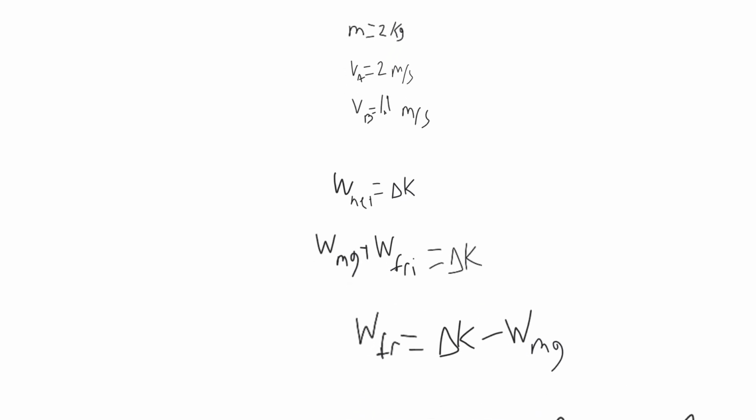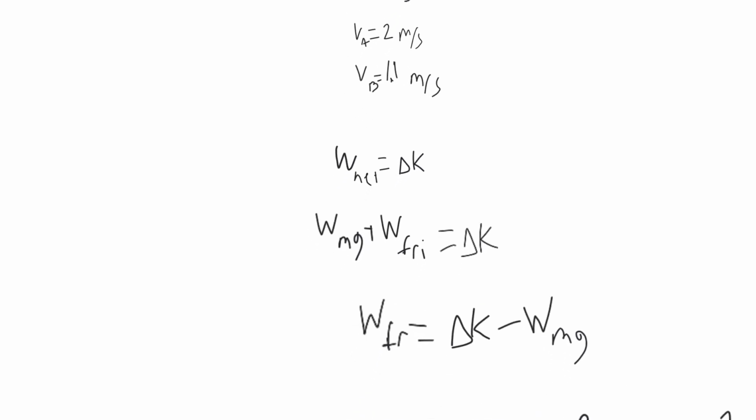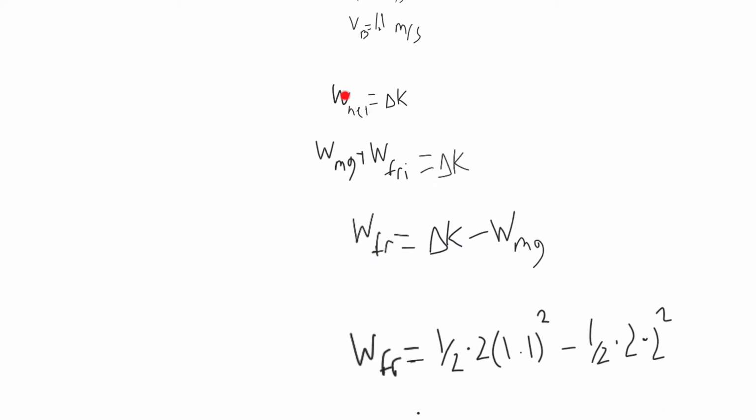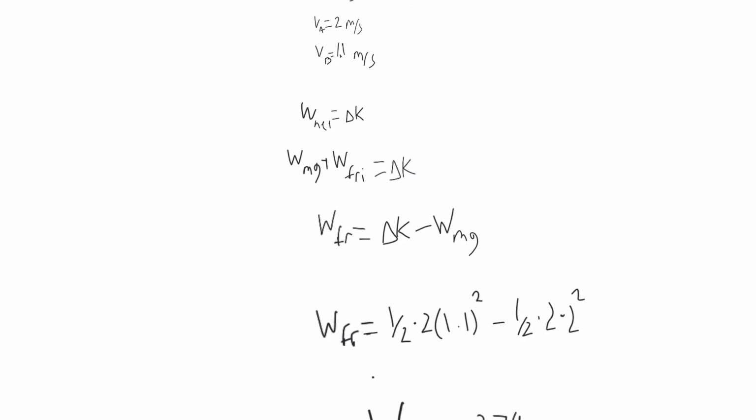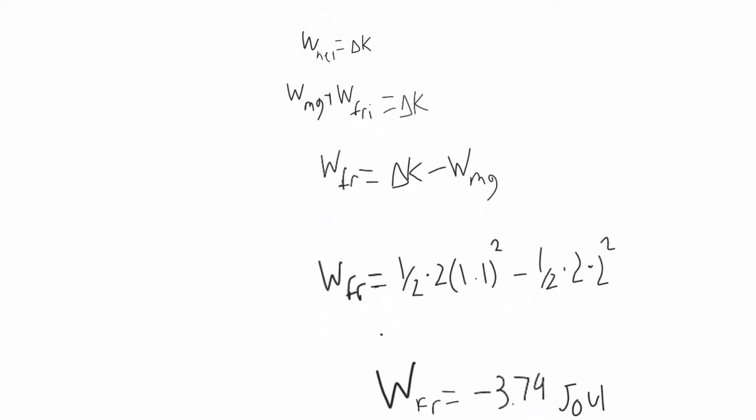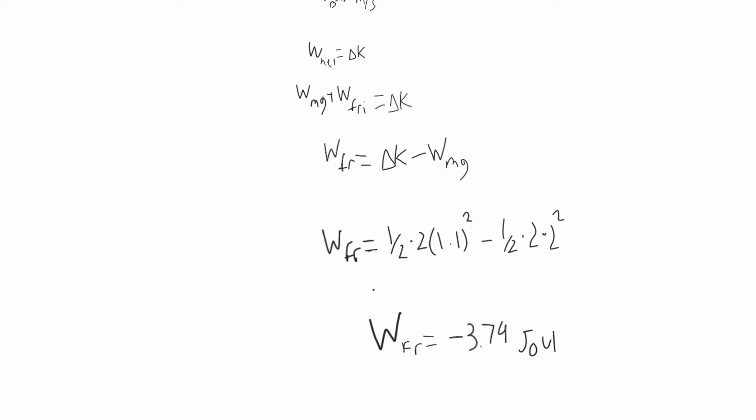Okay, so to find the work done by the friction force, first we have to know that the net work is equal to the change of kinetic energy, right? And what are we netting? The weight force plus the friction force, which is equal to the change in kinetic energy. Now, solving for the friction force, it's going to equal the change in kinetic energy minus the work done by the weight force.